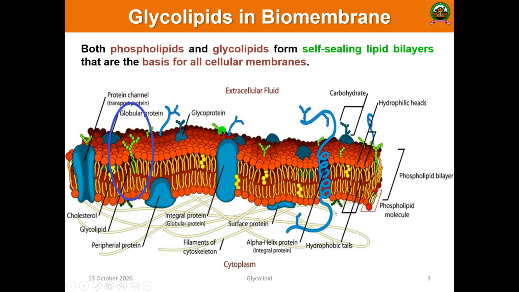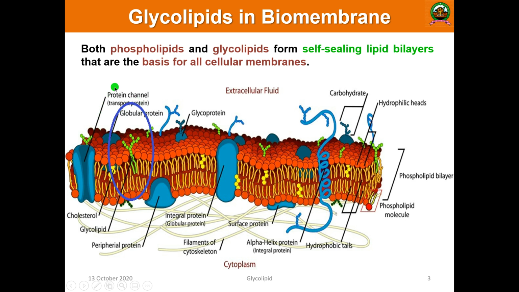As you can see, this is the biomembrane, the fluid mosaic model of the plasma membrane. Here you can see the self-sealing. One of the most important properties of the fluid mosaic model is that it is self-sealing, and the self-sealing property is mainly due to both phospholipids and glycolipids. Here you can see the hydrophilic heads of the phospholipids projected towards the outside, and the hydrophobic tails facing each other. In between the phospholipids is the glycolipid, which I have highlighted in green color.